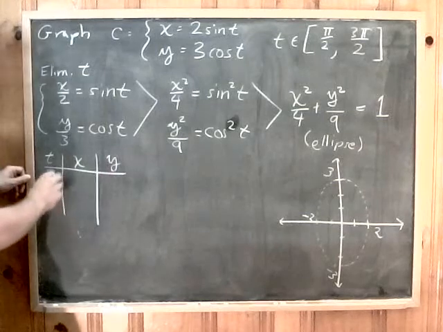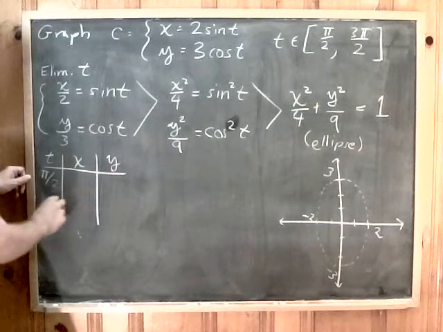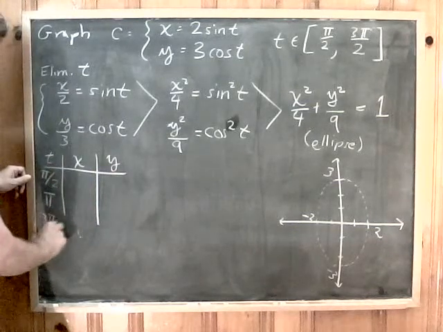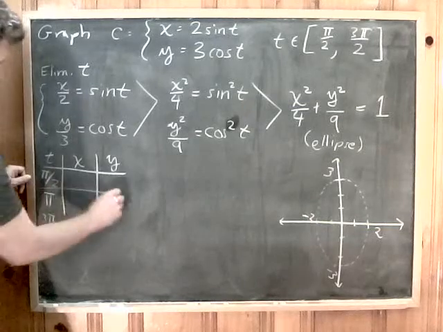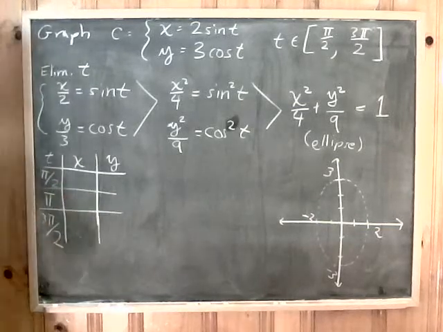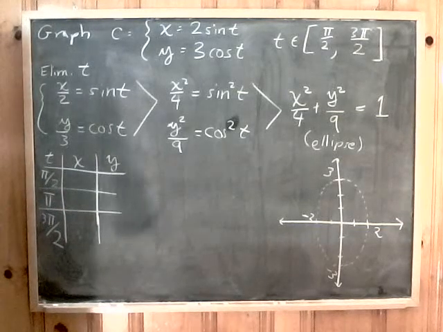So I just need to figure out a t for pi over 2. Maybe a pi in the middle would be a good choice, and 3 pi over 2. And figure out x and y for those t's. And then at the same time, I could go ahead and draw the curve for x and y.